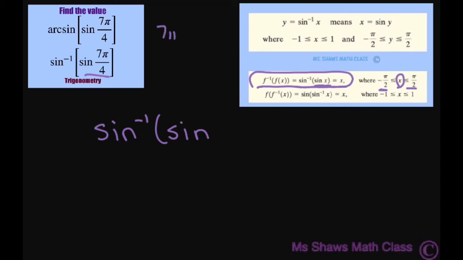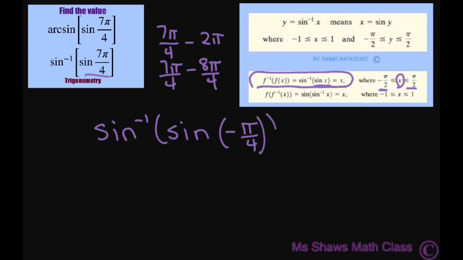So 7 pi divided by 4 minus 2 pi. And so that's going to be 7 pi divided by 4 minus 8 pi divided by 4. And this is going to give you negative pi divided by 4 for coterminal angles. So that means it equals x. Our negative pi divided by 4 does fall in this domain, so therefore our answer is x, which is negative pi divided by 4.